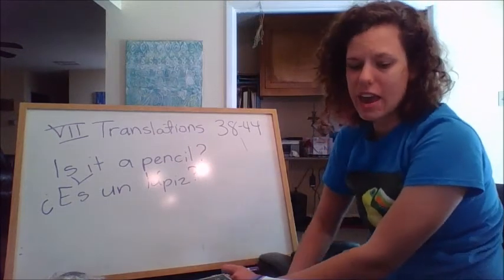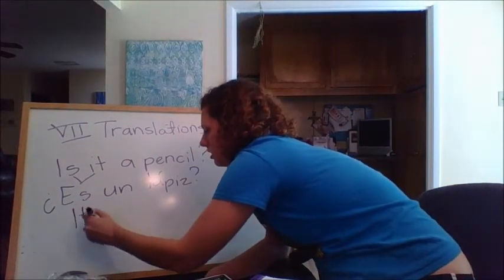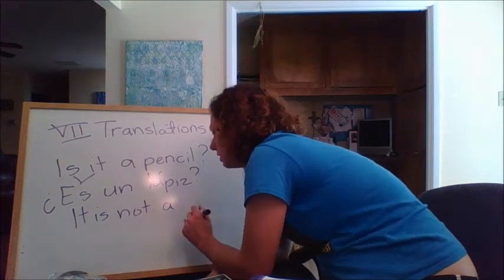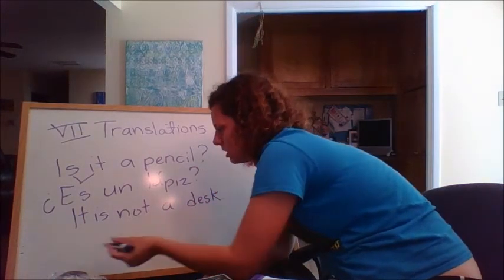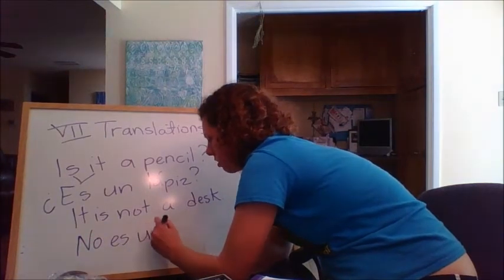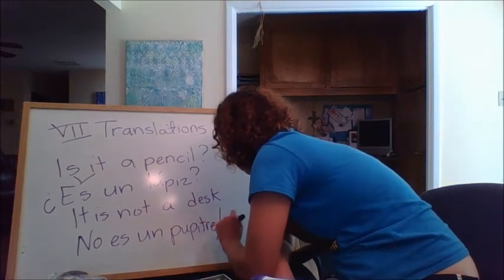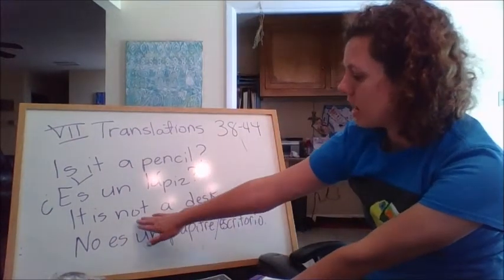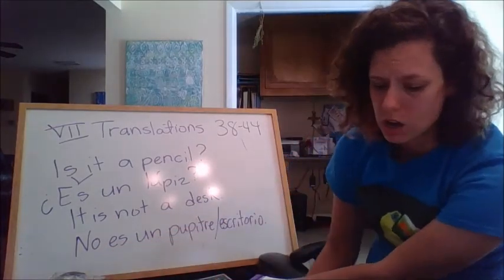¿Qué más? If we had a negative sentence and we said it is not a desk. It's not a desk. We would say no es un pupitre or escritorio. Okay, remember to make a negative statement, we just put a no in front of the verb. Okay.